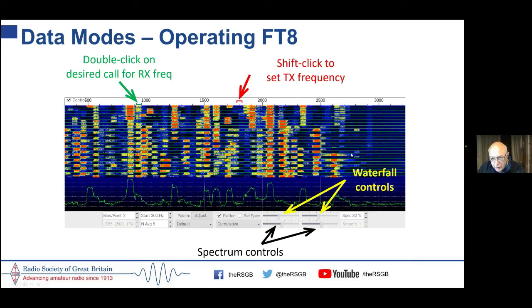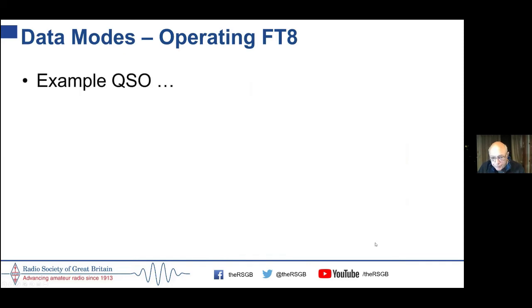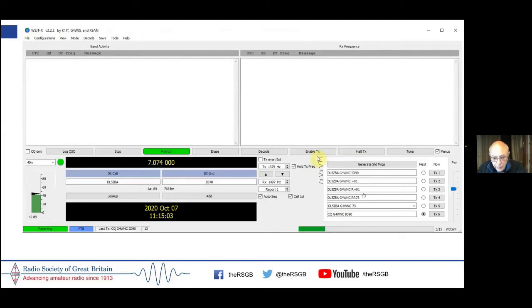So that's how you set up the wide graph. I'm just going to mute while I cough. So let's now look at an example QSO. This is a recording of a QSO I had, and I'll pause it at the various points.